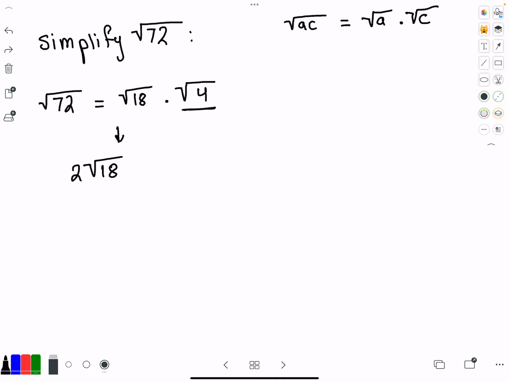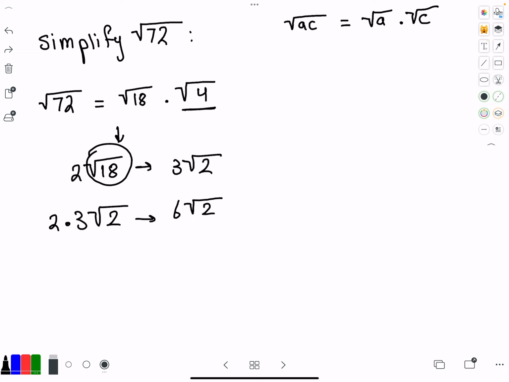Wait, how do I do that? Yeah, you can simplify the 18 because the square root of 18 is just equal to 3 times the square root of 2. So you can just do 2 times 3 times the square root of 2, and it gives you the final answer. That's 6 times the square root of 2. That's your final answer. You can also plug it into the calculator, but it doesn't always give you the accurate answer. So yeah. Now we're going to try and do something that I think most people found hard.